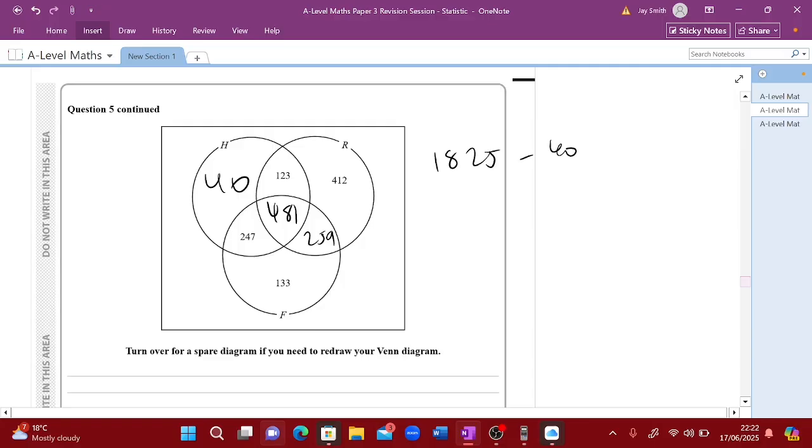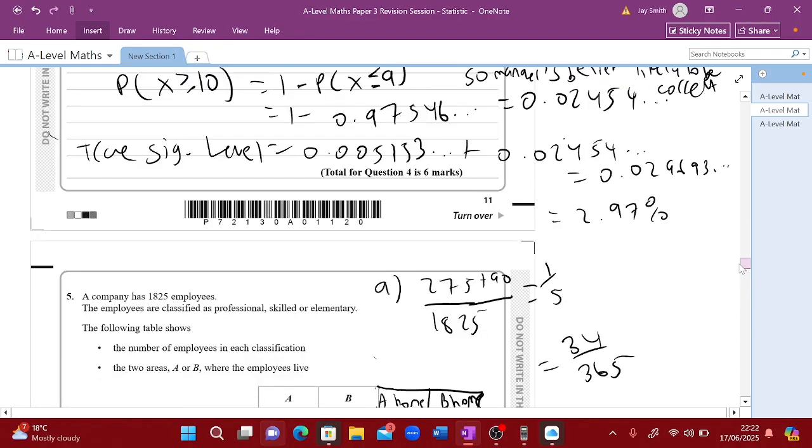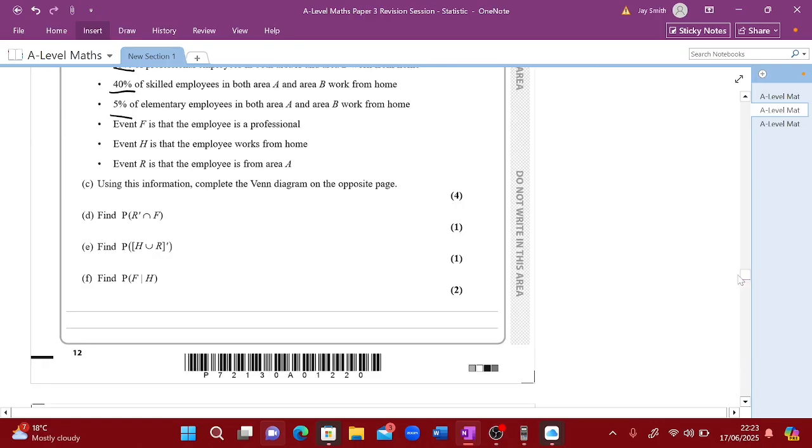So 1825 minus 40. Take away 123. Take away 412. Take away 247. Take away 481. Take away 259. Take away 133. There's 7 numbers, that should be right. So 1825, take away 40, take away 123, take away 412, take away 247, take away 481, take away 259, take away 133, there we go, 130. And that's outside the box, and there we go, we complete the Venn diagram. Then it says, using this information, complete the Venn diagram. Oh, we did that. Then we need to find these 3 probabilities.